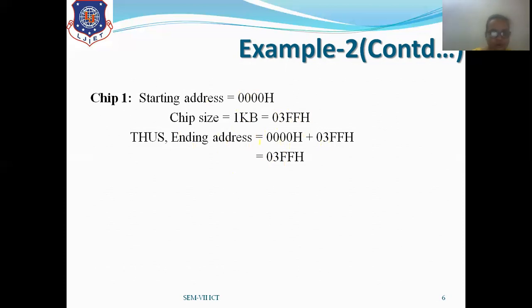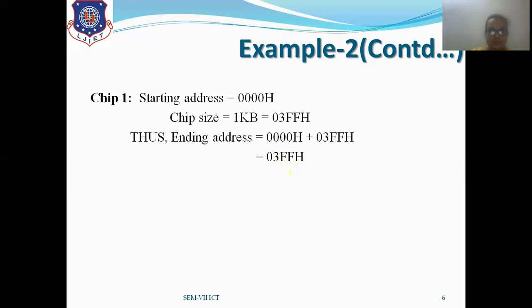Now chip 2 of ROM will start from the next location after this. So what we have to do? We have to add 1. So consider 3FF. If we want to make it easy in the decimal system, let's say it is 399. F, that is the last digit of hexadecimal, corresponds to the last digit of decimal, that is 9. So consider 399.